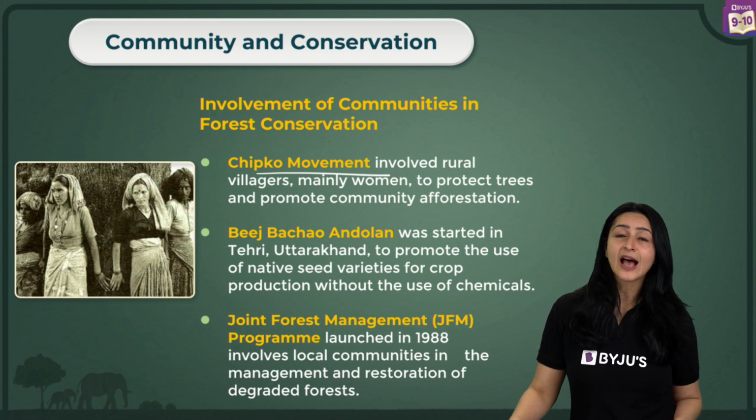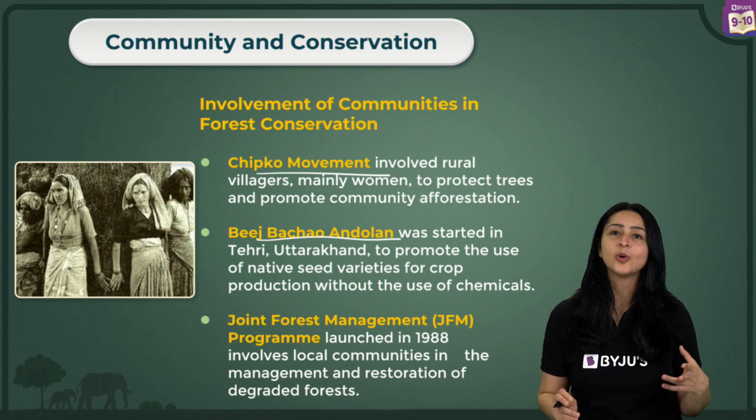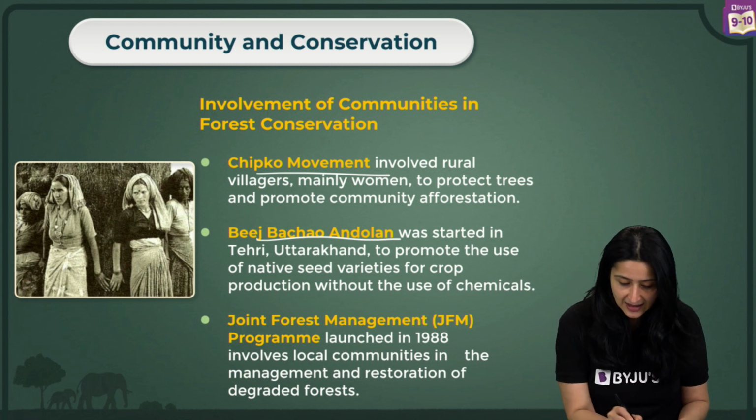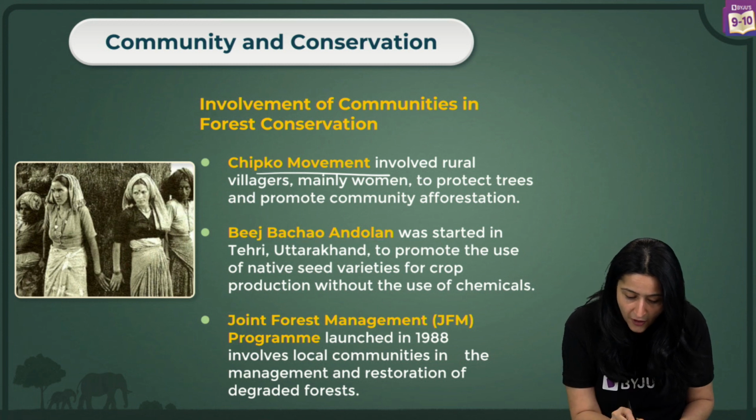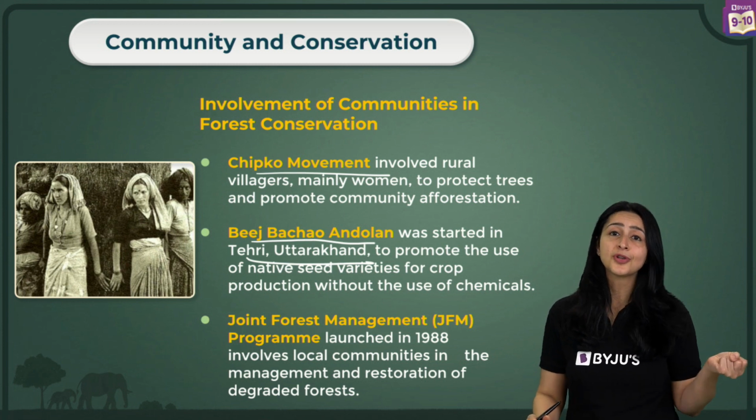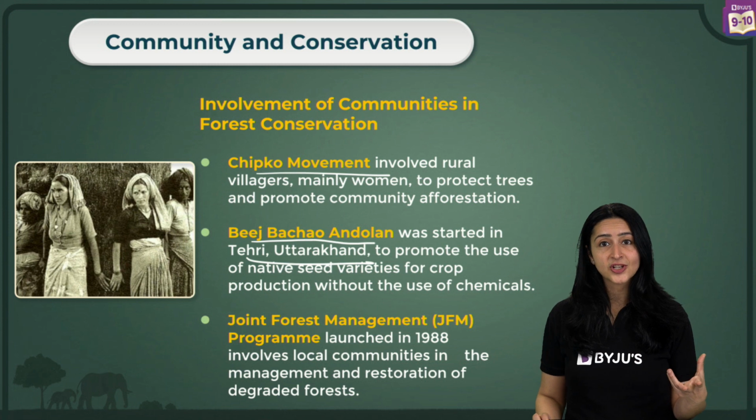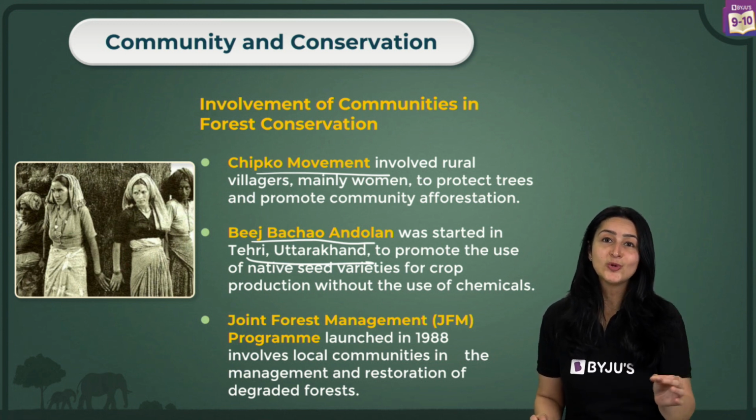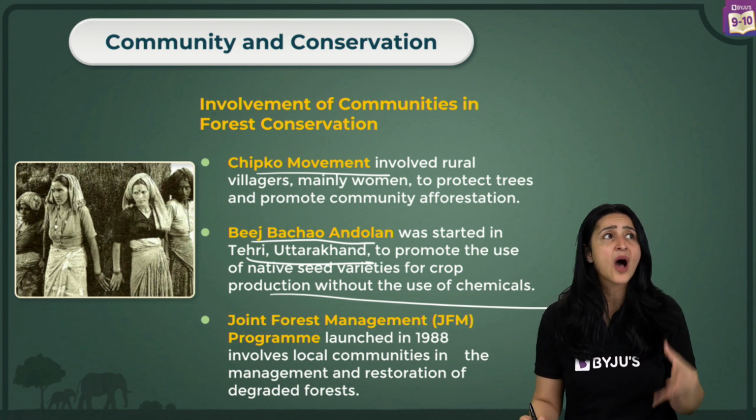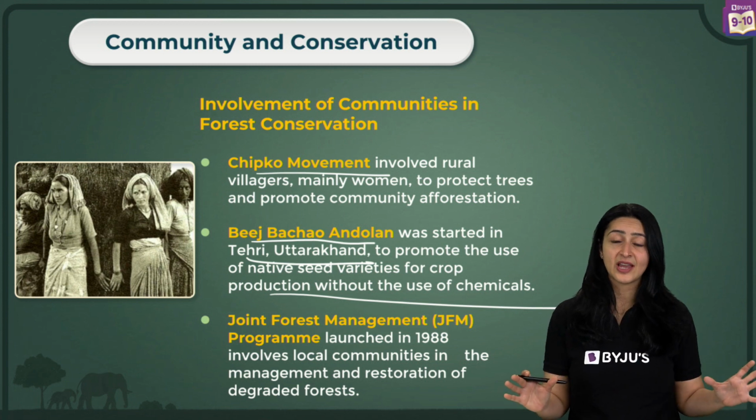Then you also have the Beach Bachao Andolan. Now, Beach Bachao Andolan is also another example of community conservation. This was initiated in the Tehri village of Uttarakhand. Right, and this was done to promote the use of native seed varieties for crop production without the use of chemicals. Isn't that wonderful? Because we know how harmful these chemicals are actually. Right, so without the use of chemicals.